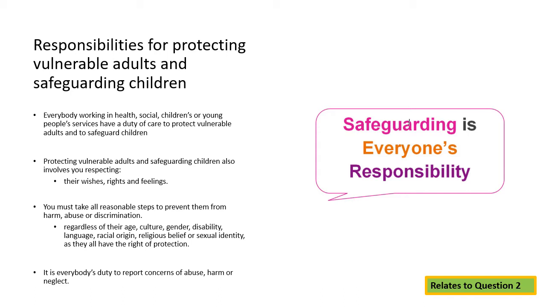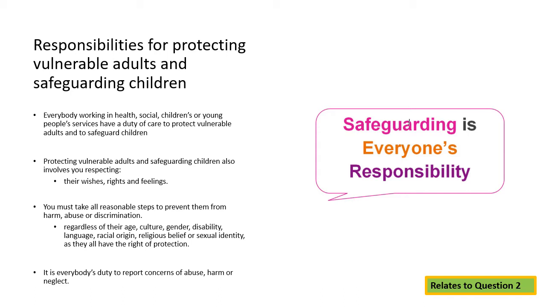Protecting vulnerable adults and safeguarding children also involves you respecting their wishes, rights, and feelings. That's important. You must take all reasonable steps to prevent them from harm, abuse, or discrimination, regardless of their age, culture, gender, disability, language, racial origin, religious belief, or sexual identity, as everyone has a right of protection.